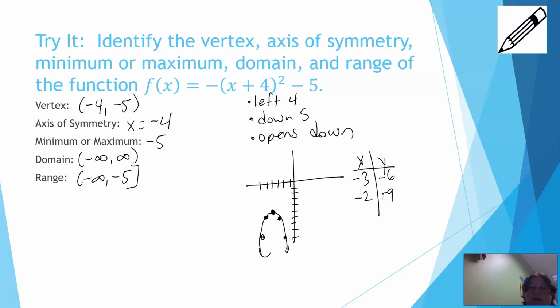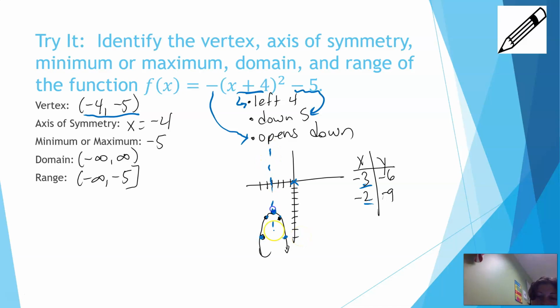Okay, so for this one, again, I would see that the negative is going to make it open down in the end. The +4 moves it left 4, and the -5 is going to move it down 5. So when I go to graph it, I took the point at 0, 0, left 4, down 5, which makes that vertex at -4, -5. I then plotted my next 2 points, so at -3, I ended up with the point -3, -6, reflected it, got that point, plugged in -2, got -9, reflected it, so that's what my parabola looks like.